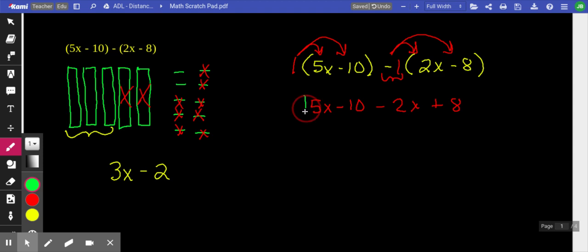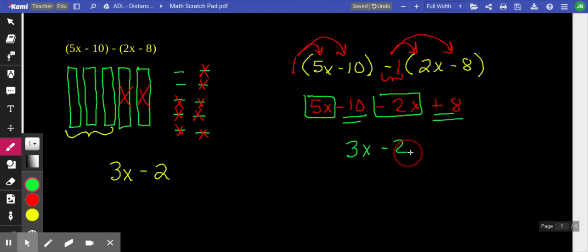Let's collect our like terms. 5x, negative 2x is a 3x. A negative 10 and a positive 8 is a negative 2. So again, another way to show how to subtract linear expressions.